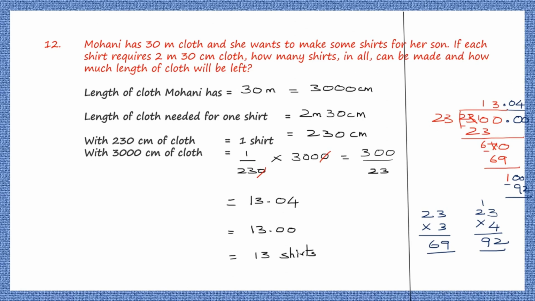So we have answered the first part of our question, which says how many shirts in all can be made, and we have found the answer. With 3000 centimeters of cloth we can make 13 shirts. Now we need to continue our question, and how much length of cloth will be left? So initially there was 3000 centimeters of cloth. Now 13 shirts have been made, so we need to know how much of cloth was used to make 13 shirts. So let's continue that.